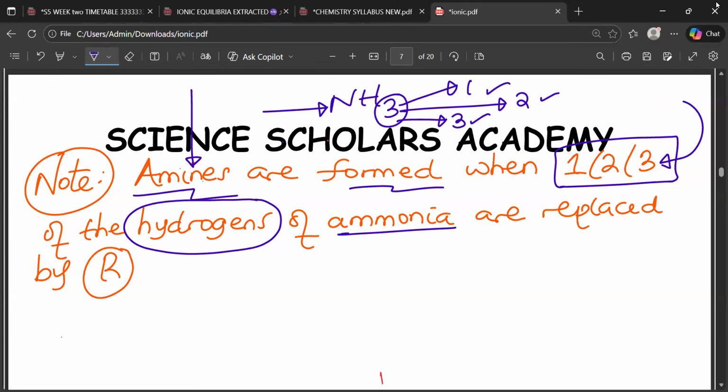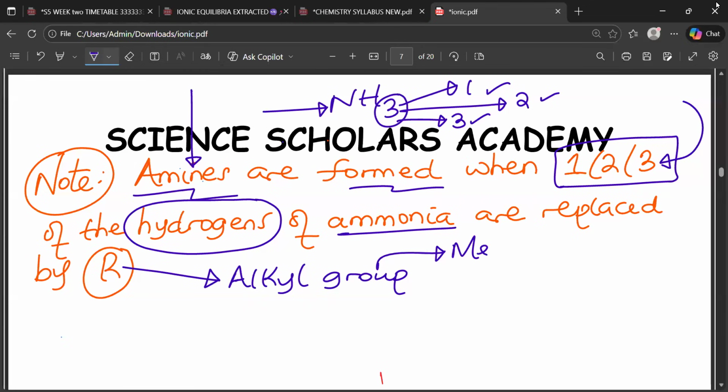And what do we mean by R? I've always told you, I taught you alkyl halides myself, so I'm not going to struggle over this. By R, it could be the alkyl group. If you get lost somewhere here, you will have to revisit the lesson on the alkyl group, where we have the methyl group, which is like this. It can also be the ethyl group.